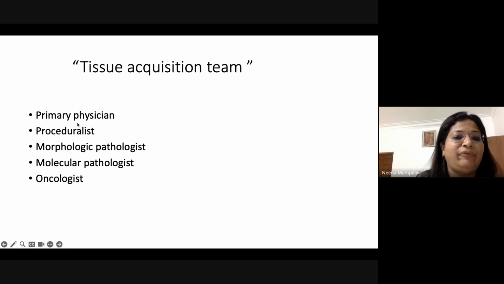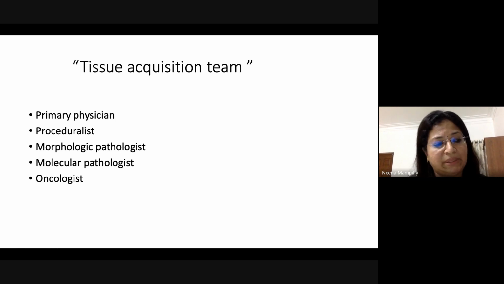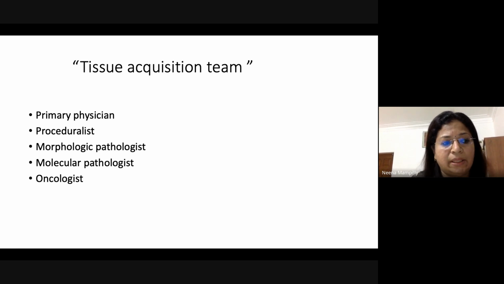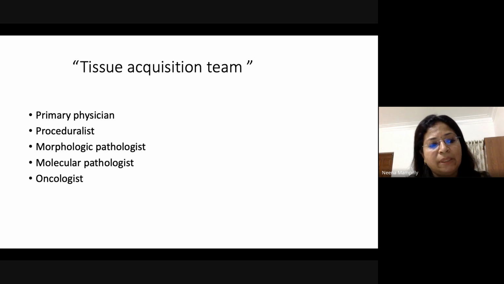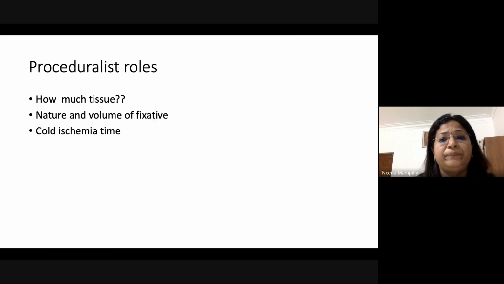In this team, you have the referring physician, you have the proceduralist, you have the pathologist, and you have the oncologist. Now, it's good that all the members of this team be aware of the case, how we're going to do the biopsy, how much tissue will be required, what are the downstream tests that we are anticipating. So, right from the time of acquisition, all the members of the team should be aware of the case. This is very important. It is an ideal situation, but if it can be done, it's very useful.